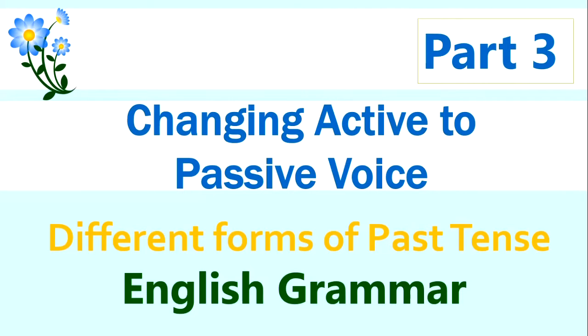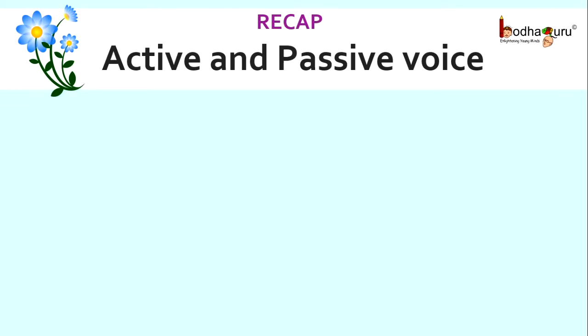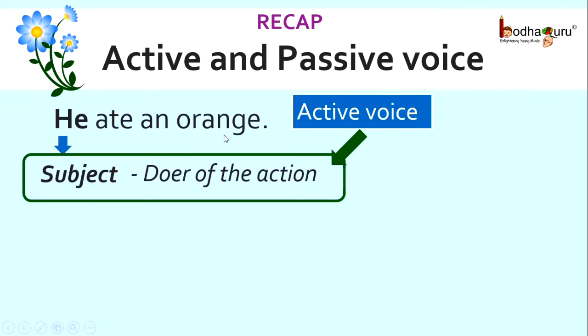Hello there. Let's learn how to change the sentences in past tense from active to passive voice. A quick recap. He ate an orange. In this sentence, you can see the subject is doing the action denoted by the verb. So, we say the subject is the doer of the action and this is active voice.